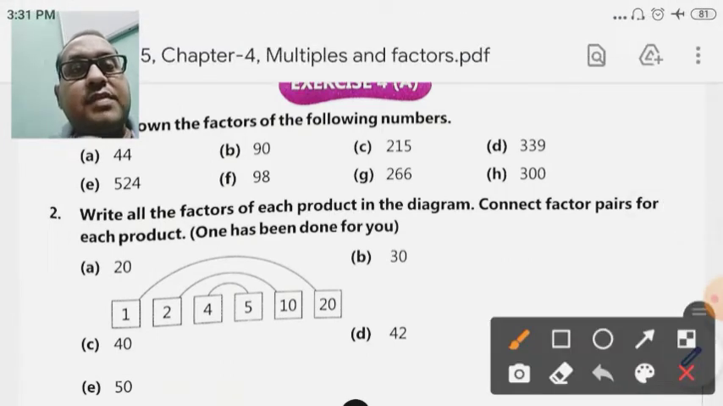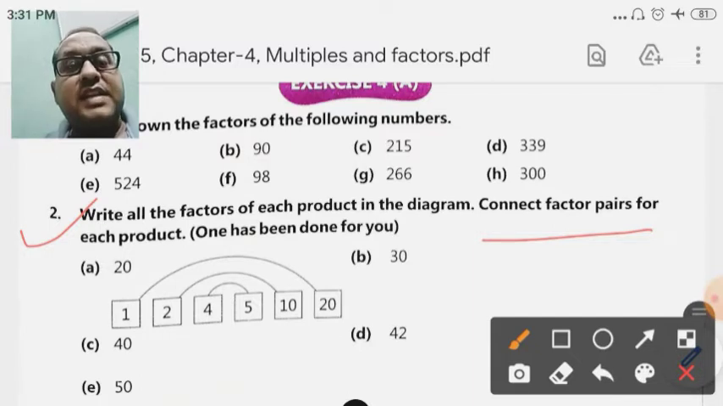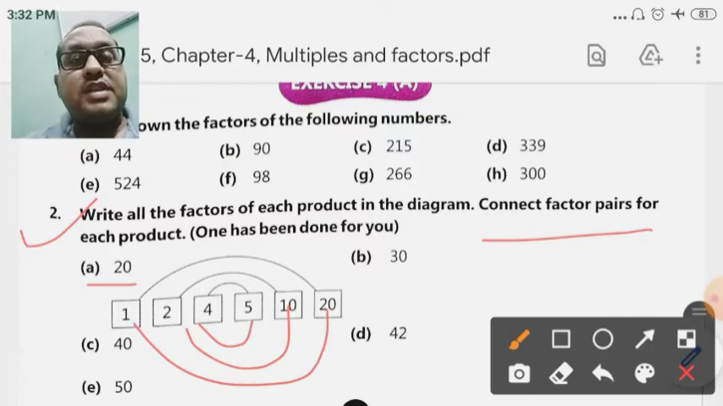The next question is: write the factors of each product in the diagram and connect the factor pairs for each of the following. So we first have to find the factors and then connect the pairs. Here it is given 20. The factors of 20 are 1, 2, 4, 5, 10 and 20. And what do pairs mean? When you multiply these two, we get the original number. So 5 into 4 is 20, this is the first pair. 10 into 2 is 20, this is the second pair. And 20 into 1 is also 20, so this is the third pair.